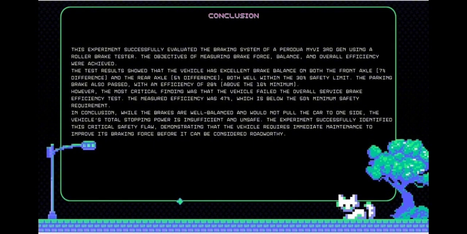However, the most critical finding was that the vehicle failed the overall service brake efficiency test. The measured efficiency was 47%, which is below the 50% minimum safety requirement. In conclusion, while the brakes are well balanced and would not pull the car to one side, the vehicle's total stopping power is insufficient and unsafe. The experiment successfully identified this critical safety flaw, demonstrating that the vehicle requires immediate maintenance to improve its braking force before it can be considered roadworthy.